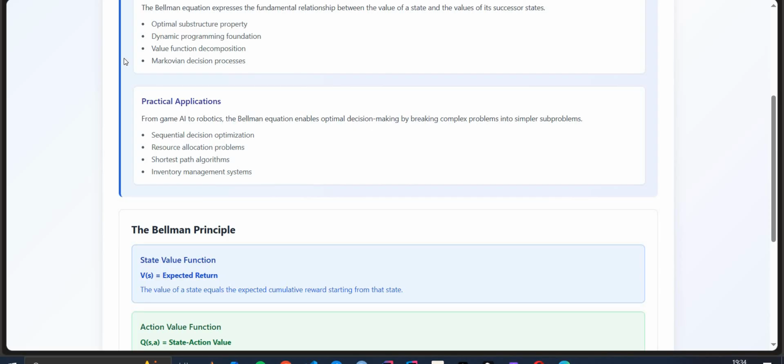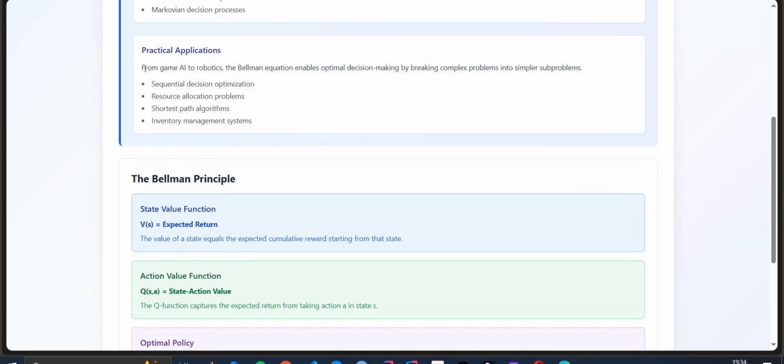Okay, and you will often hear about something called the value function decomposition. What that means is we can express the value of being in a certain state as a combination of the immediate reward and the expected value of future states. This makes the problem recursive and computable step by step. And because we are working with Markovian decision processes, or MDPs, we are assuming that the next state only depends on the current state and the action we take now, not on the entire history.